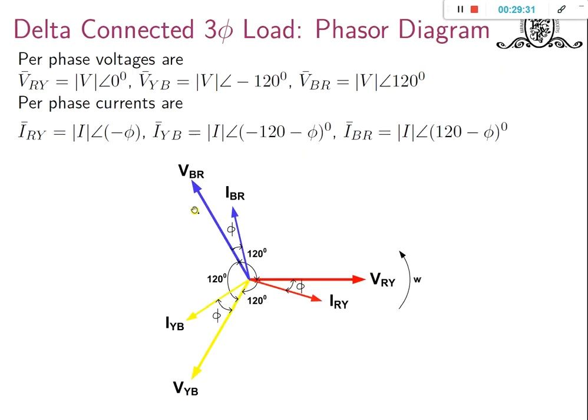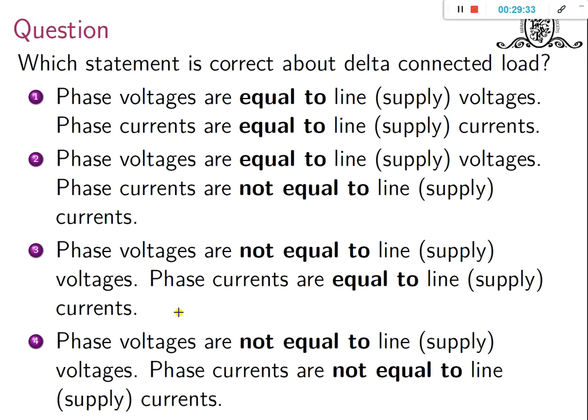Now, which is the correct option from this? Phase voltages are equal to the line voltages, but phase currents are not equal to the line current. So this is the correct option. Now let us see the next slide.